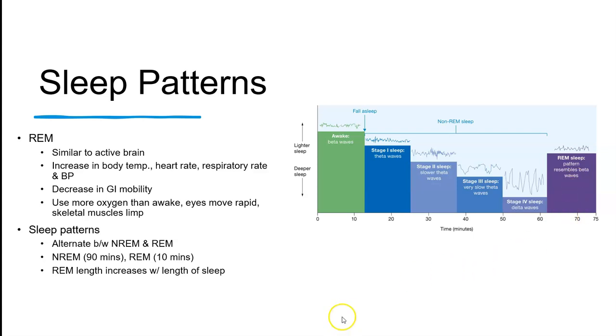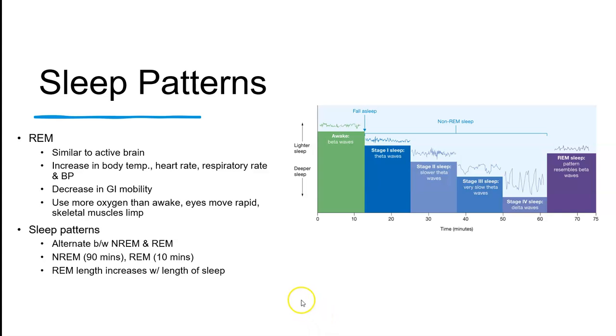So here's active brain, we're awake, here's your REM sleep. So we have an increase in body temperature, heart rate, respiration, and blood pressure. But we decrease activity in the gastrointestinal tract because we don't want to have to wake up in the middle of the night to poop, right? So we use more oxygen than when we're awake. The eyes move very rapidly, hence the name, rapid eye movement. But our skeletal muscles are mostly limp.